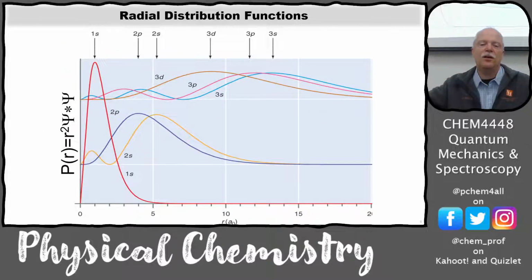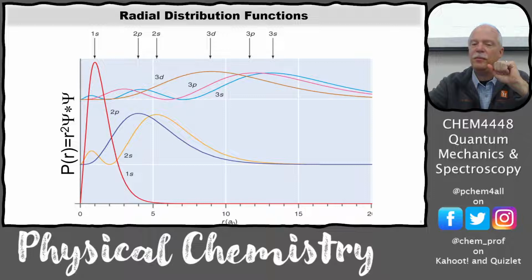Now, as we get to larger and larger atoms, this radial wave function, as you might imagine, as we increase the quantum number, we start to get nodes, right? Just like we did for our particle in a 1D box.